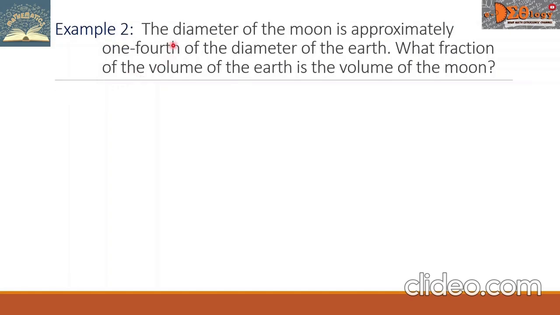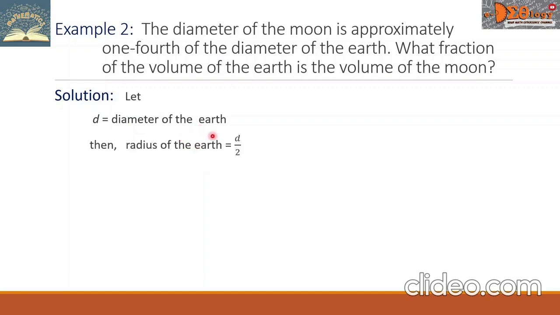Example 2. The diameter of the moon is approximately 1/4 of the diameter of the earth. What fraction of the volume of the earth is the volume of the moon? First, let us assign d equals diameter of the earth. Therefore, the radius of the earth, simply we divide diameter by 2. So we write here d/2.